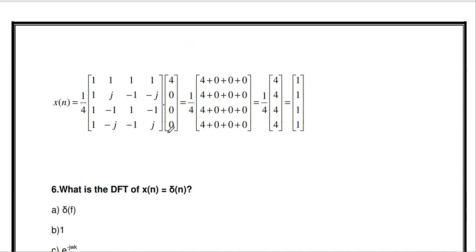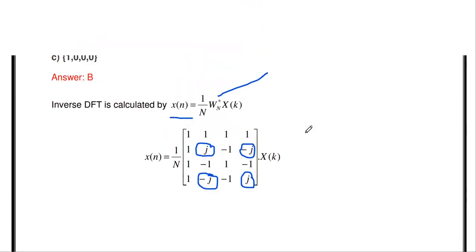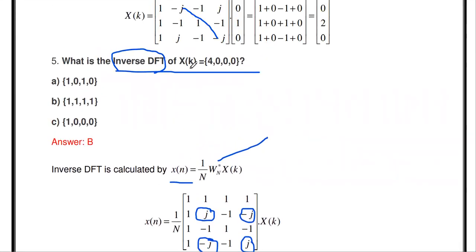4, 0, 0, 0. You multiply the first row with this and the remaining rows. So we get 1 by 4 of 4, 4, 4, 4. You divide all elements by 4, so the answer is four ones. The x of n, the inverse DFT of X of k equal to 4, 0, 0, 0, is 1, 1, 1, 1. B is the correct answer. So this is the method to find the inverse DFT.